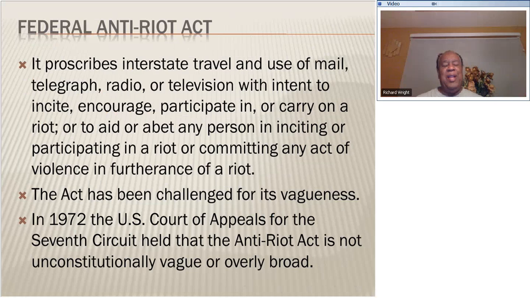But the Federal Anti-Riot Act says that people traveling across state lines or using the mail, telegraph, radio, or television, and now you can add the internet or cell phones or any of those kinds of things, with intent to incite, encourage, participate in, or carry on a riot, or to aid or abet any person in inciting or participating in a riot, could be in violation of that act. The act has been challenged. In 1972, the Court of Appeals for the Seventh Circuit, which is the circuit where we are located, held that the Anti-Riot Act is not unconstitutionally vague or overly broad because it set out very clearly what types of activities were prohibited.